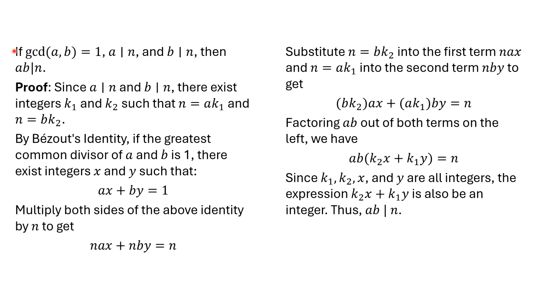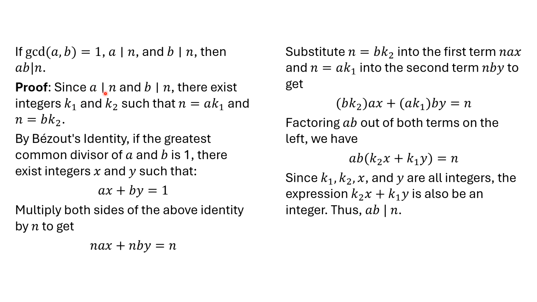But what I want to prove here is that if the GCD of two integers is 1, which is known as being relatively prime, and A divides N and B divides N, so everything here is an integer, then the product A times B divides N. So as you recall, we've used this several times in the previous problem. So how do we go about proving this?